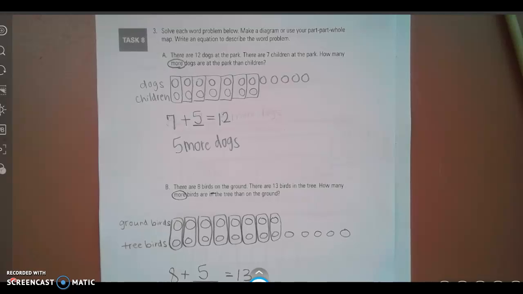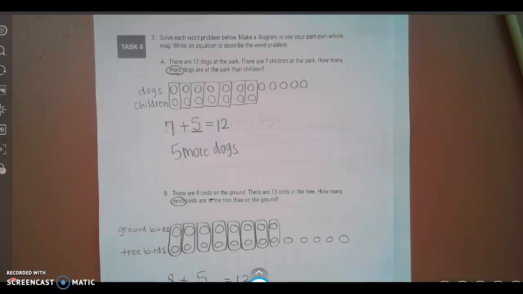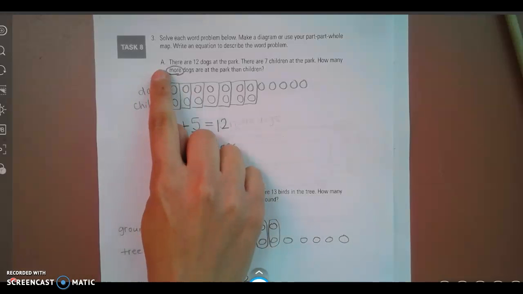Everyone, we are going to discuss now some of the work that you did on the rest of task number 8. We're going to start here at number 4, this is number 3. The goal for these problems was that you were going to solve each word problem below, make a diagram, or use your part-whole map, and write an equation to describe the word problem. I'm going to read the word problem again, and then I'm going to show you my thinking and my examples here. So this is letter A.